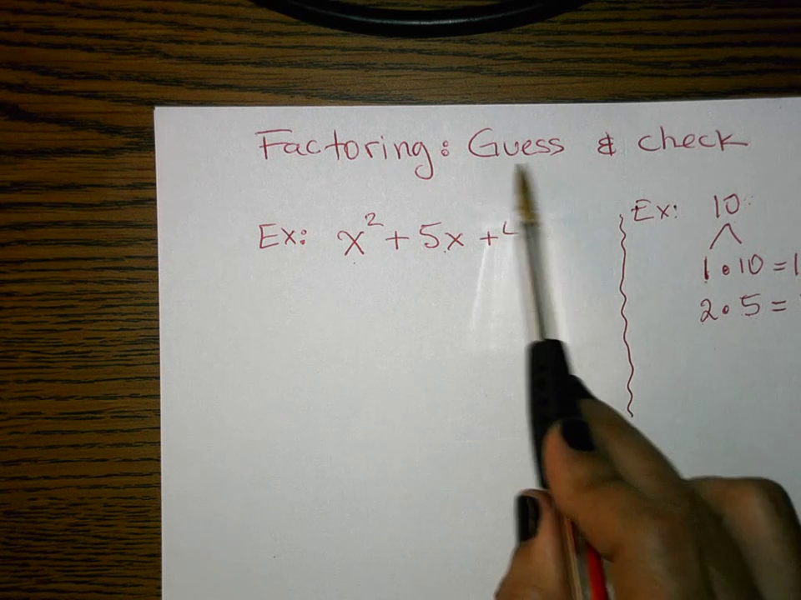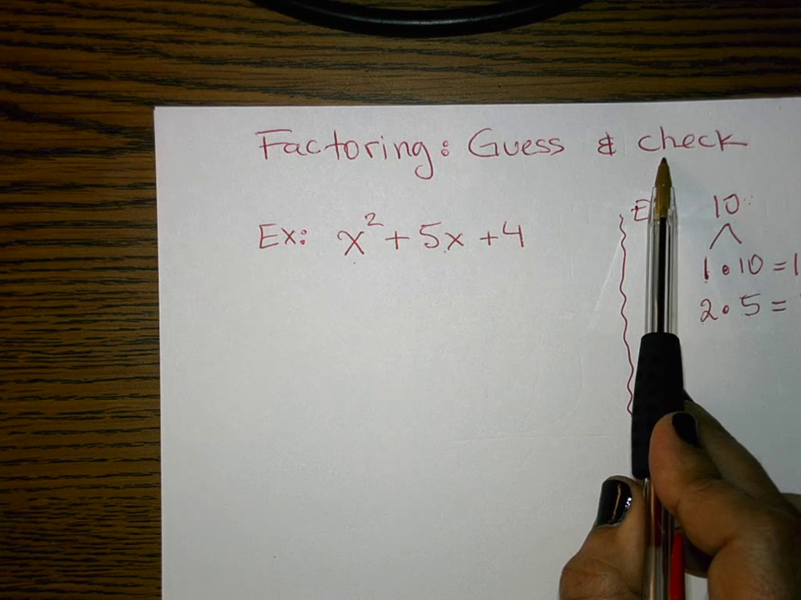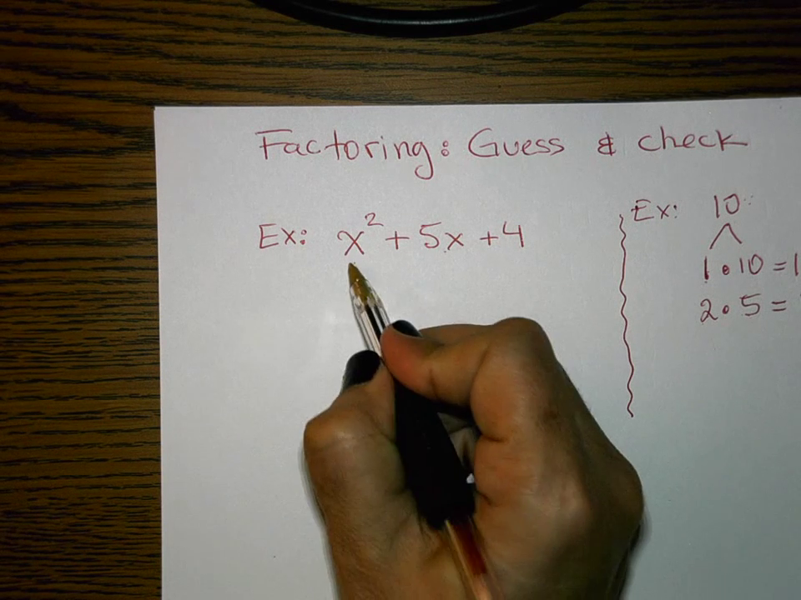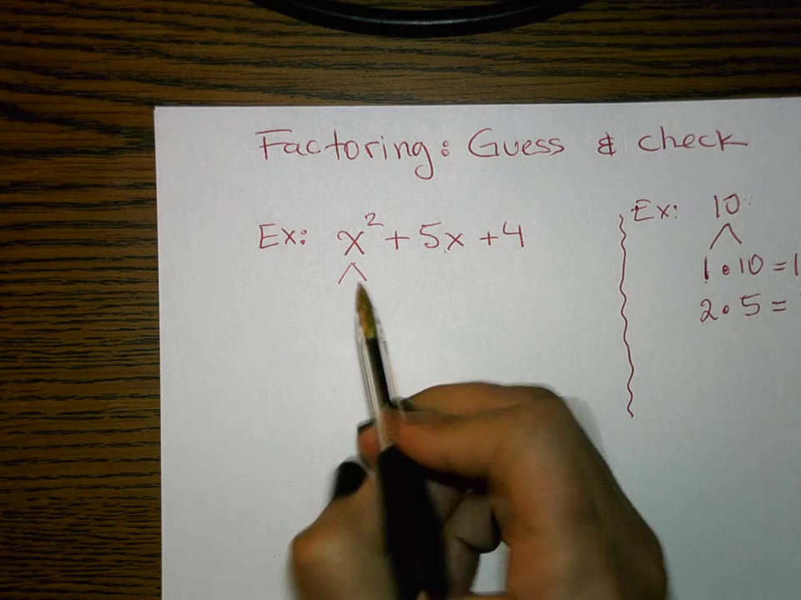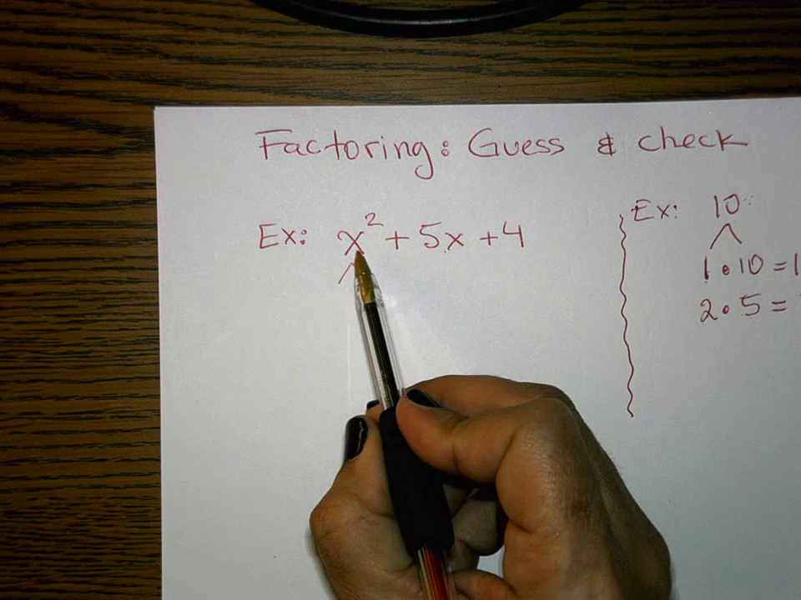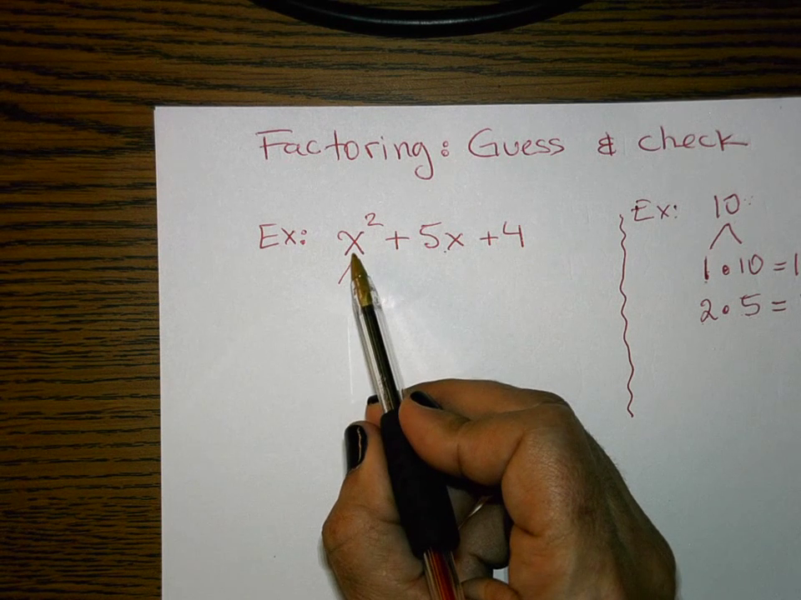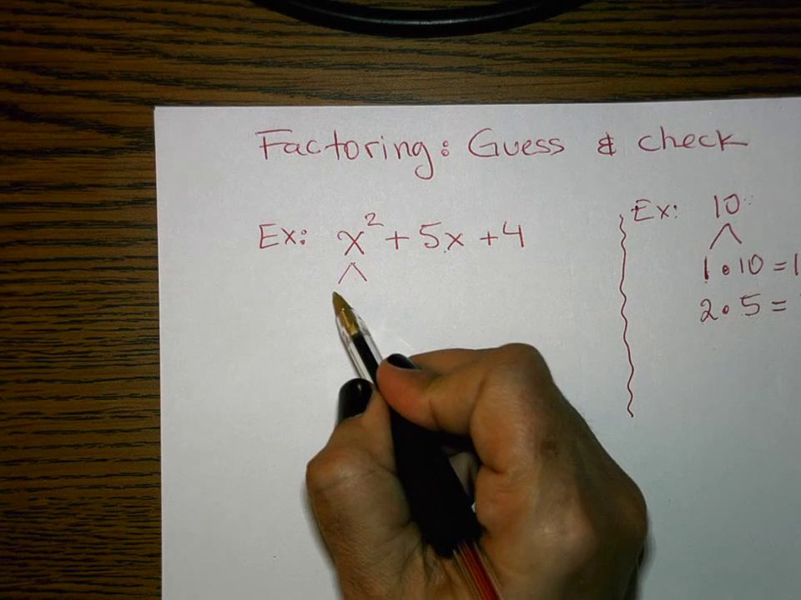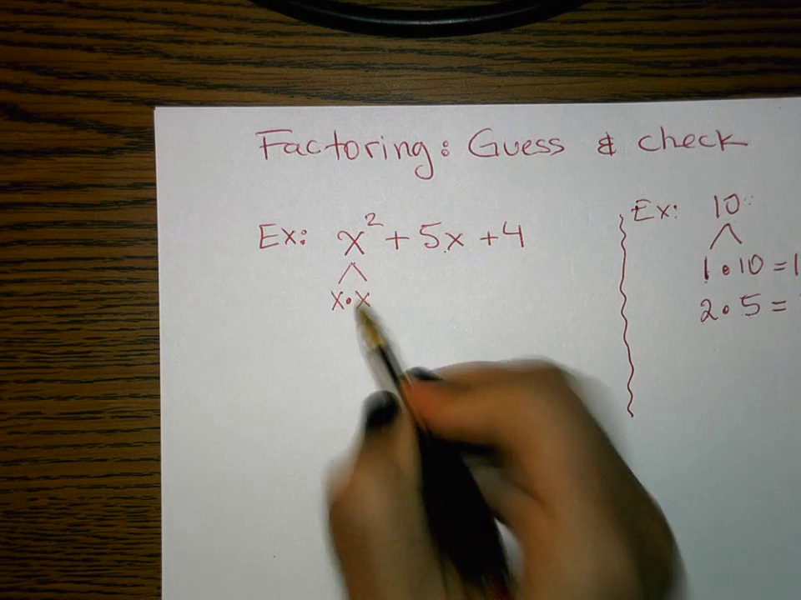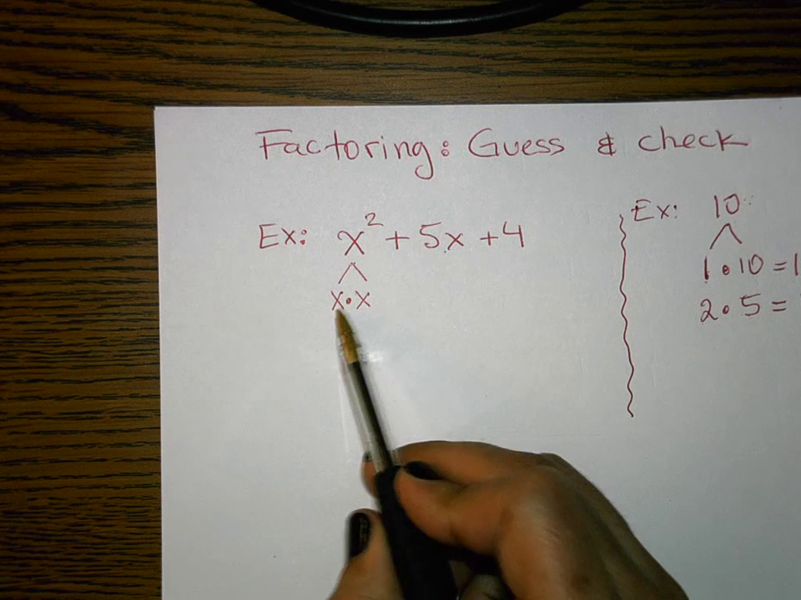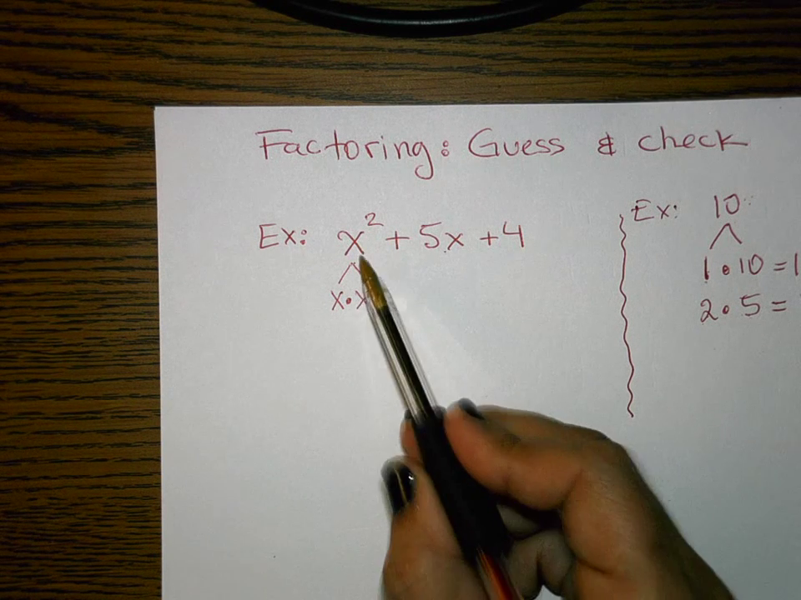So we're going to use the guess and check method. The first step of the guess and check method is to know what two factors, when multiplied, give me x squared. Well, it's a variable, not a number, so I would have to say it is x times x. X times x gives me x squared. X times x equals x squared, and that is correct.